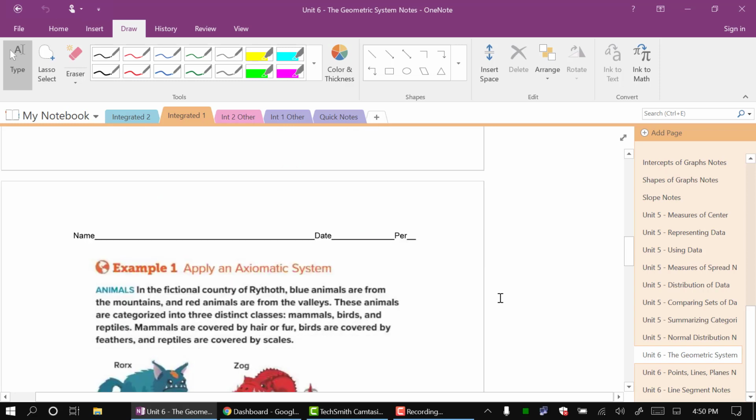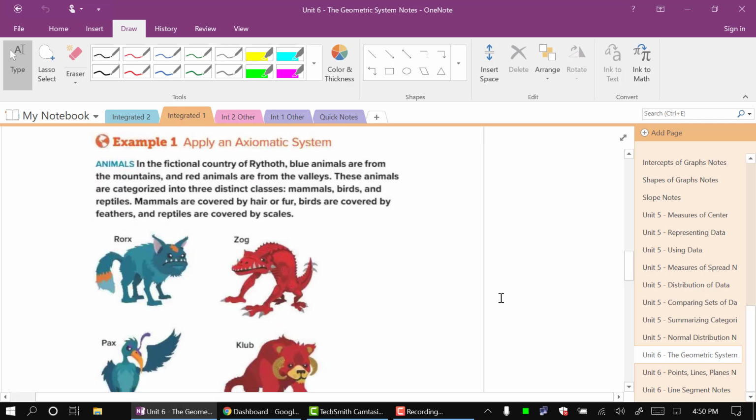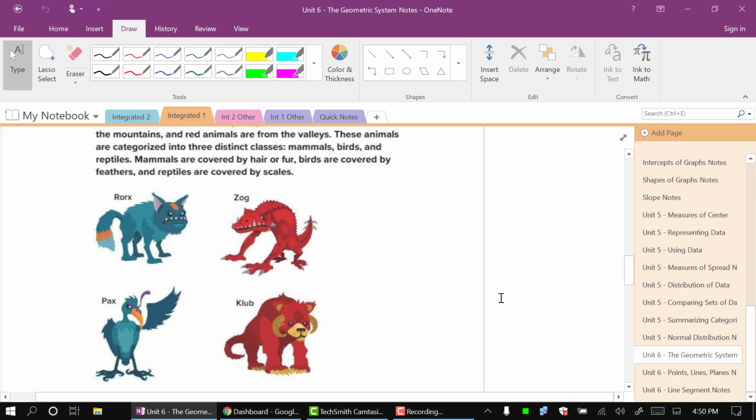So we have a fictional country. In here we have some blue animals that are from the mountain, and we have some red animals that are from the valley. These animals are categorized into mammals, birds, and reptiles. Mammals are covered by hair or fur, birds are covered by feathers, and reptiles are covered by scales. So what we're going to do is build a table, put these animals inside of the table, and then from there create some statements based off the table.